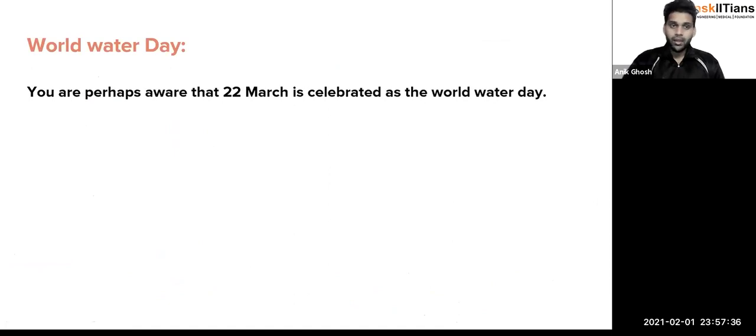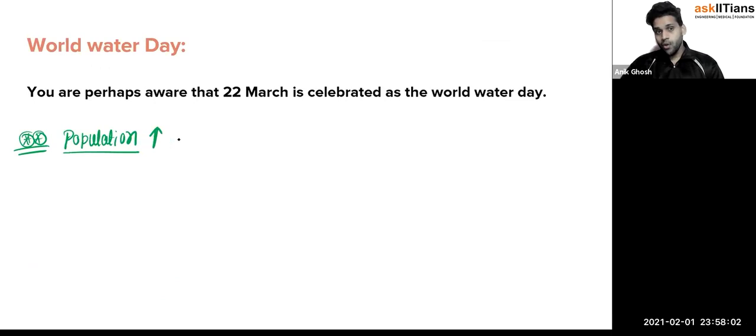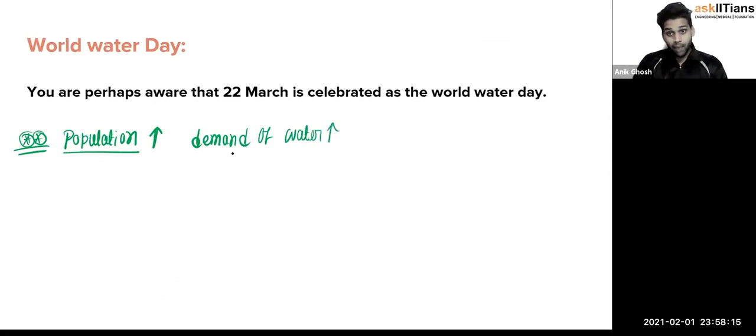Now, World Water Day. As we are discussing it, right now there's a very big problem. A new problem has been generated because we don't have enough water. The population on the earth is ever increasing, right? When the population is increasing, the demand for water is simultaneously increasing, isn't it? As the demand for water is increasing, you can see there are only some limited sources of water.